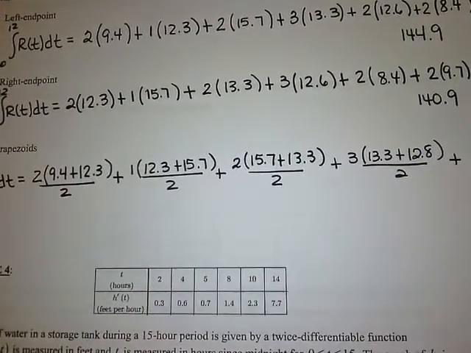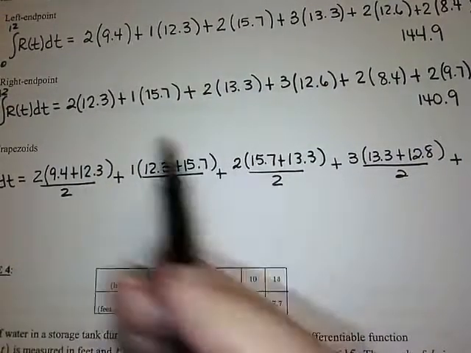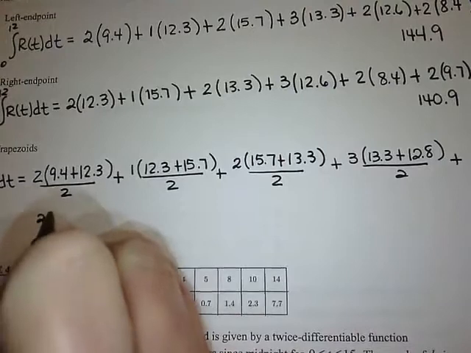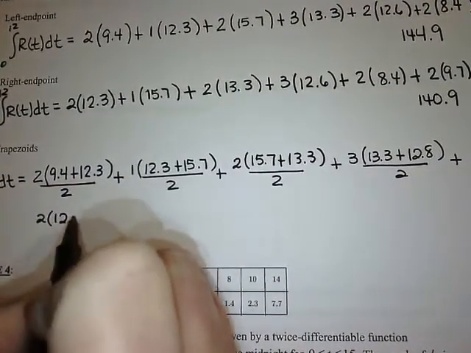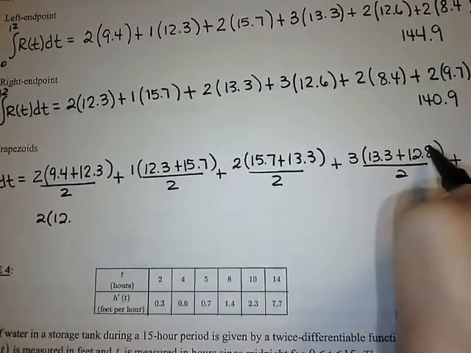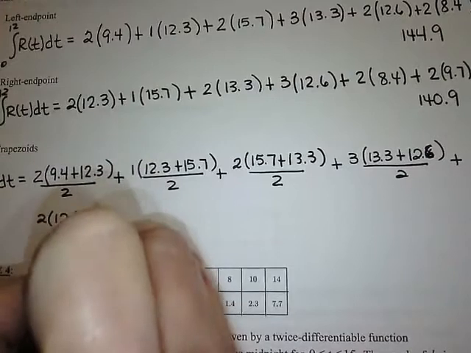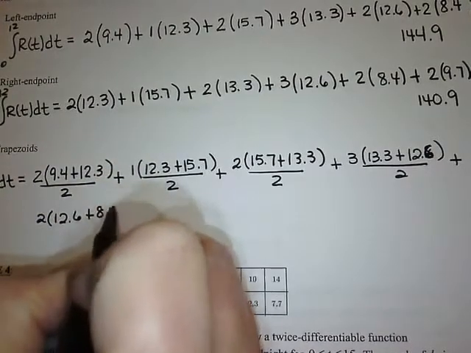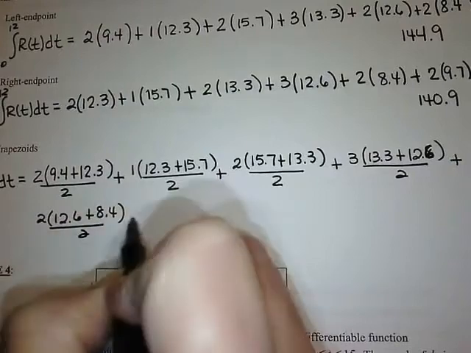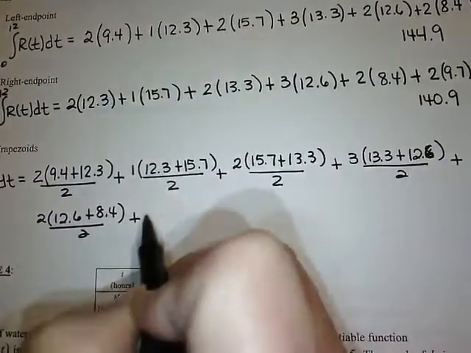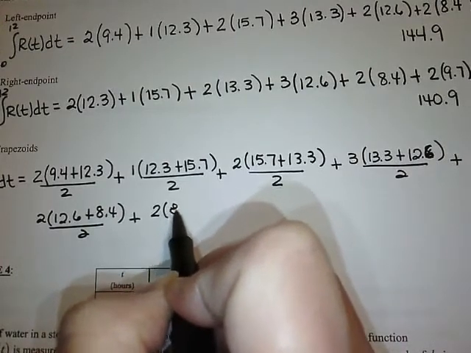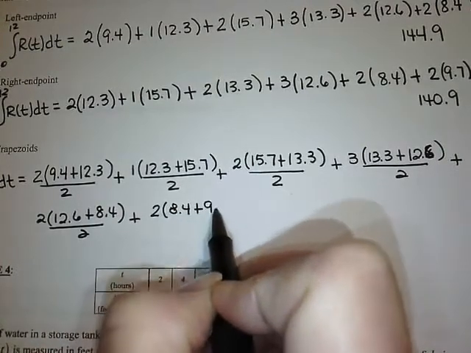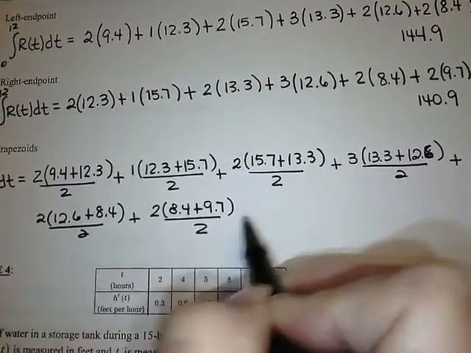All right, then I have to keep writing underneath it. Okay, so then my next one has a height of 2, and that's going to be 12, I wrote 12.8 by accident, 12.6. All right, so 12.6 plus 8.4 all over 2. And then I have 2 times 8.4 plus 9.7 all over 2.